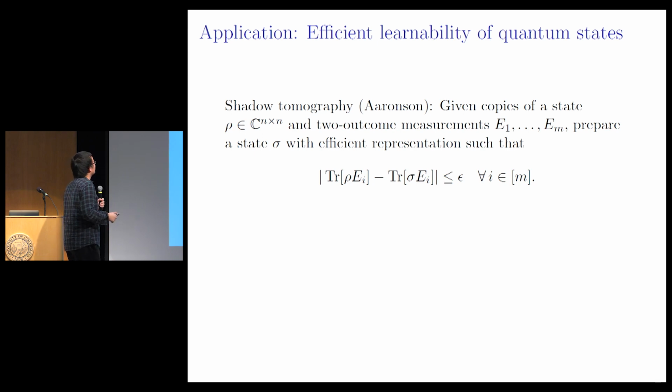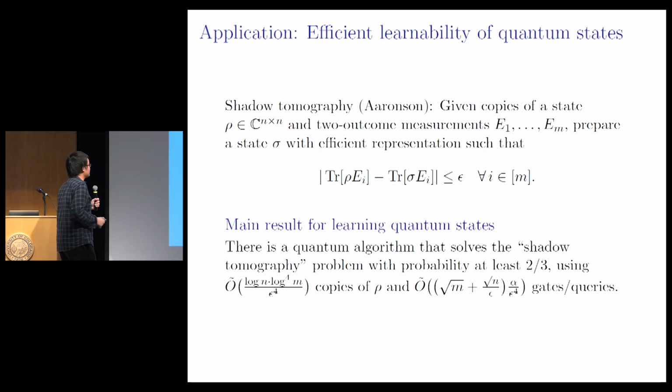That is basically, if we're given copies of a density matrix rho, and also assume that we have some two-outcome POVMs, E_1 to E_m, we want to prepare a state sigma with an efficient representation such that the traces of your state are really close to the true traces. In this paper by Scott Aaronson, it has been shown that the sample complexity of this task is really small. But in addition, our quantum SDP solver gives an efficient circuit for the problem, so that we can solve the shadow tomography problem with this gate complexity.